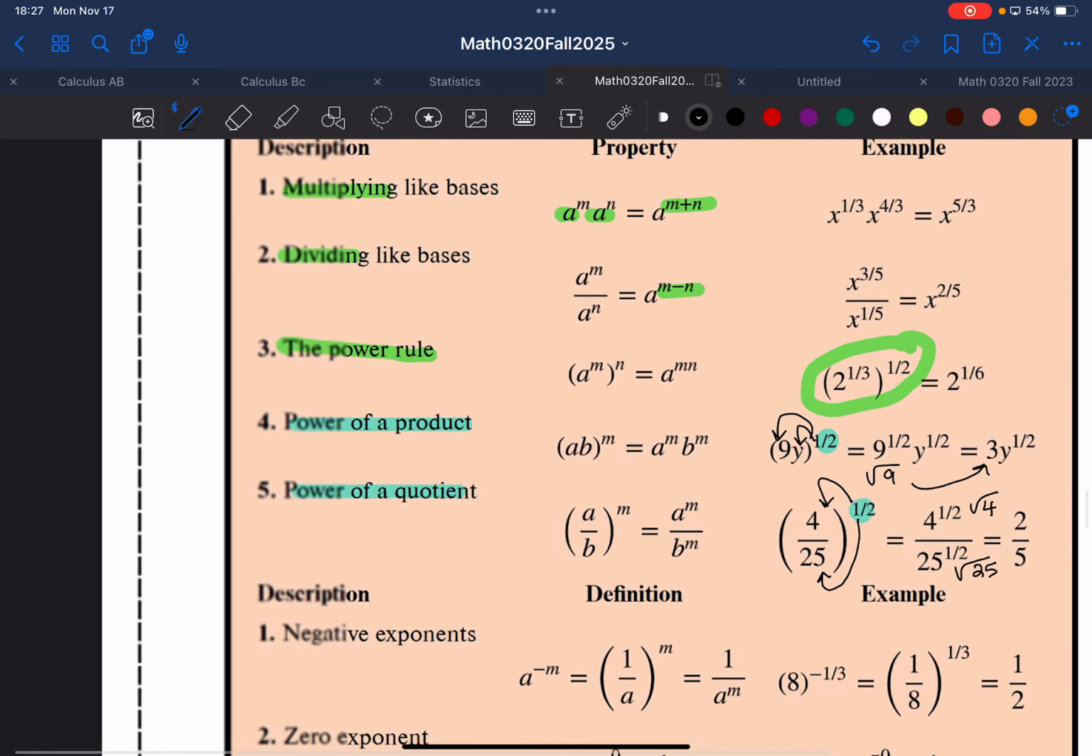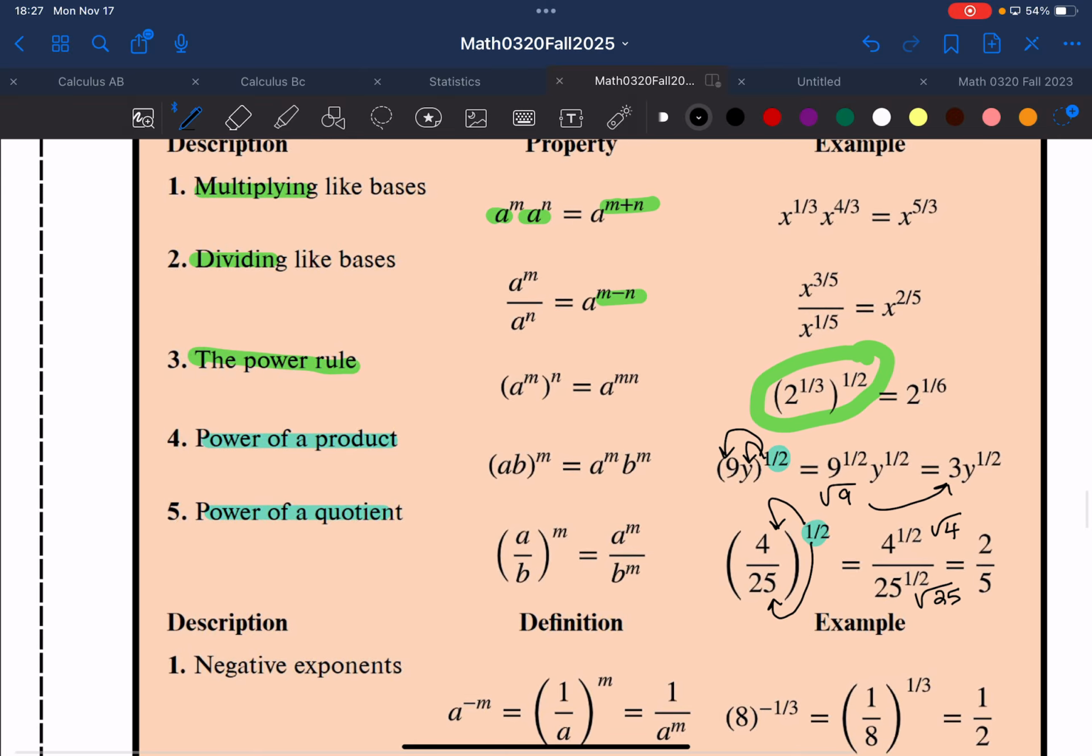Okay, so I would say the ones that I highlighted in green so far are new. We haven't talked about them in this course.